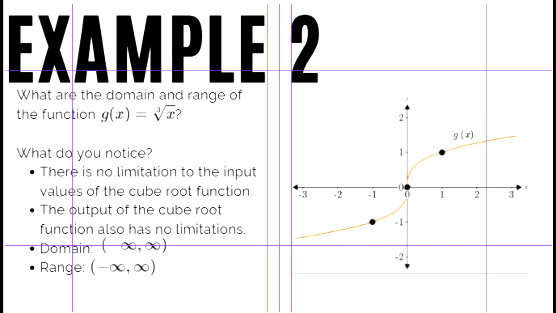What are the domain and range of the function g of x equals the cube root of x? What do you notice? There is no limitation to the input values of the cube root function. It just keeps going. There's no endpoints. The output of the cube root function also has no limitations. So the domain and range are both negative infinity to infinity.